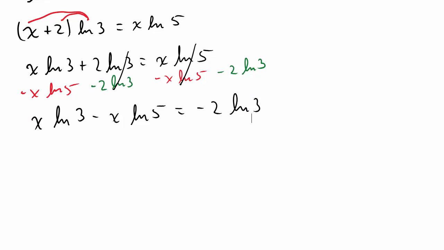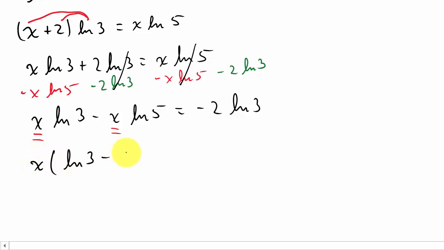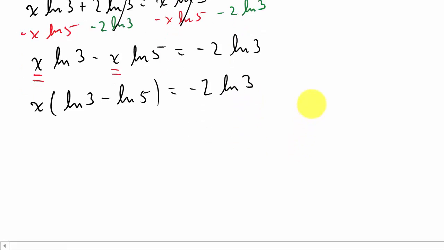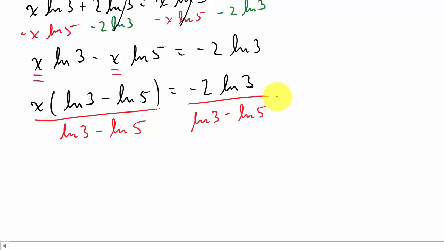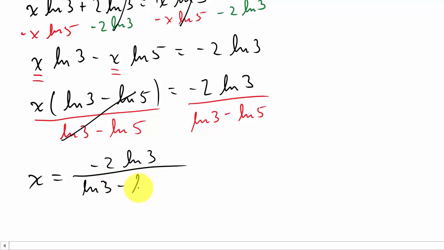Now to solve for x, you see how I have a common factor of x in both terms? Well, I can factor it out, like factoring out the greatest common factor. So x times natural log 3 minus natural log 5 equals negative 2 natural log 3. Then to get the x by itself, I'll divide both sides by natural log 3 minus natural log 5. So x equals, these cancel out, negative 2 natural log 3 over natural log 3 minus natural log 5.